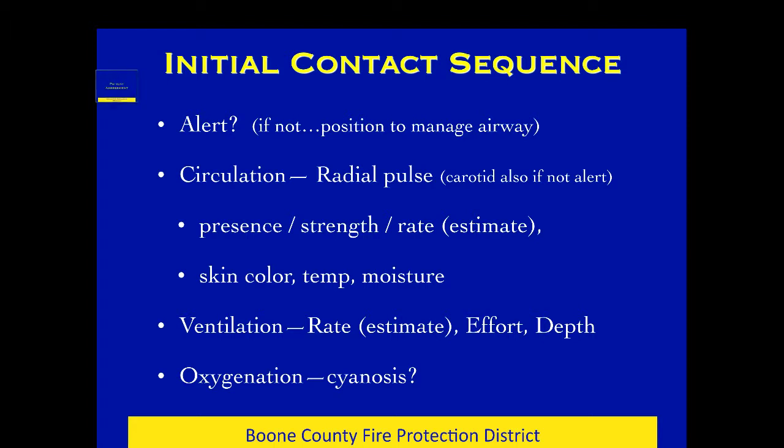And then on that radial pulse, if it's not there, you've got to add a carotid to it. And probably a good idea to consider would be just add the carotid if the patient's not alert. So radial if they're looking at you, radial and carotid if they're not. So circulation assessment, again, presence and strength of that radial pulse, a general rate estimate, and then look at their skin color, temp, and moisture. Move on quickly, probably while still holding that radial pulse.